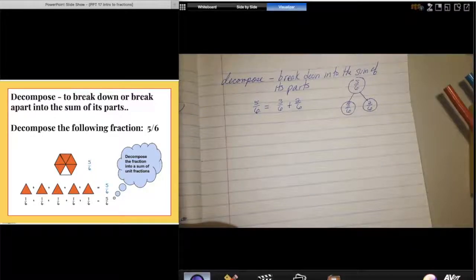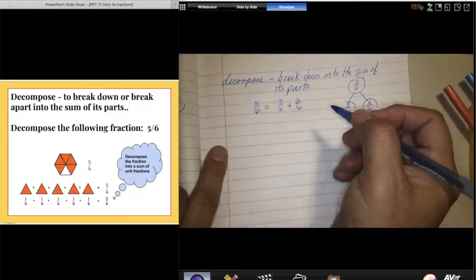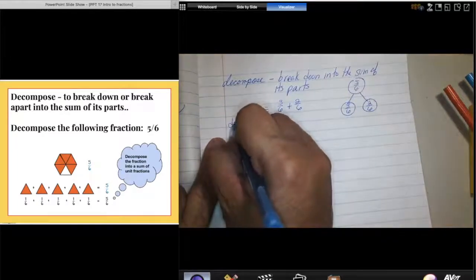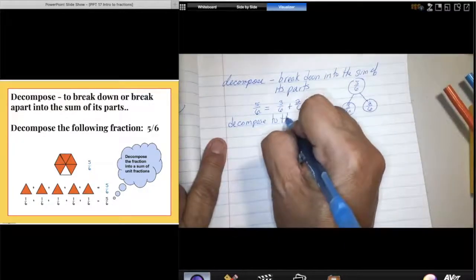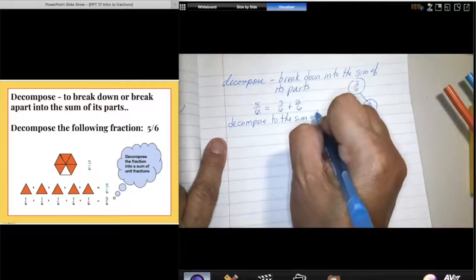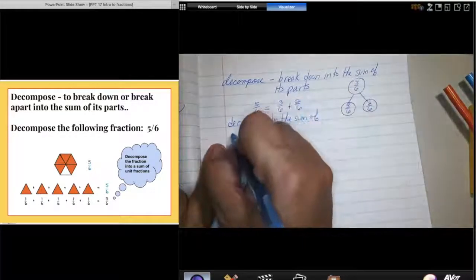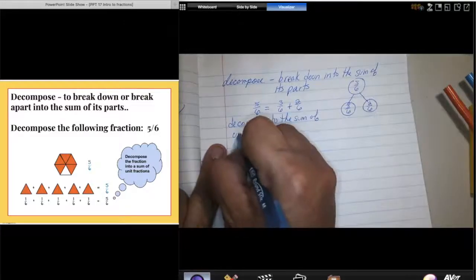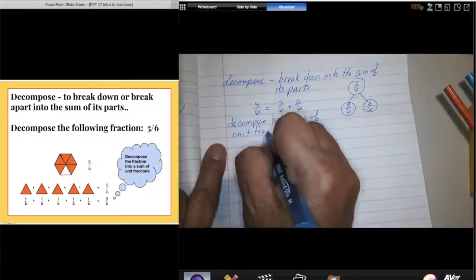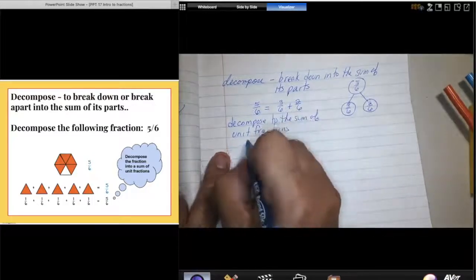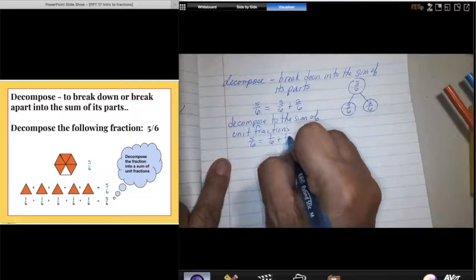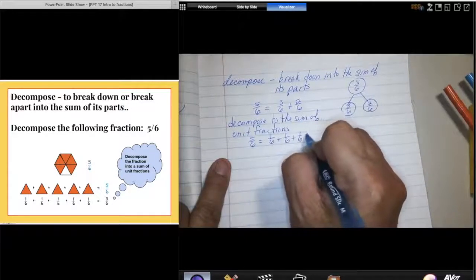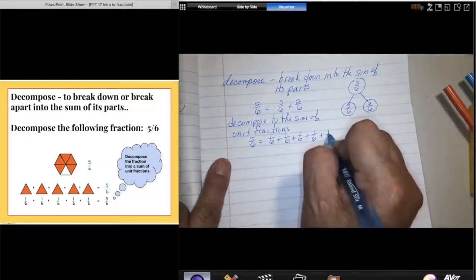Now, in some instructions, they'll say decompose to the sum of its unit fractions. So if we have 5/6, that is going to be 1/6, 1/6, 1/6, 1/6, and 1/6.